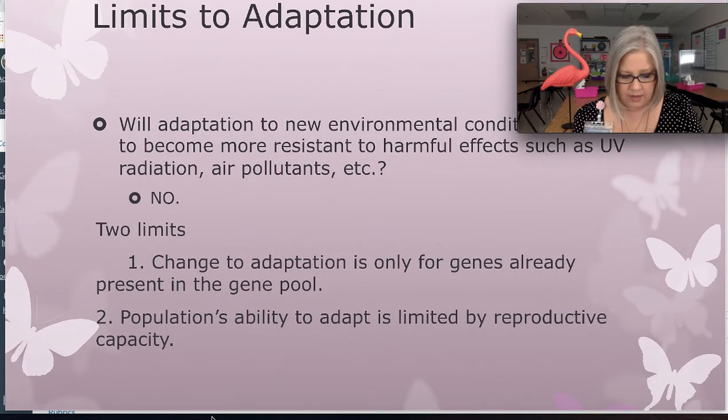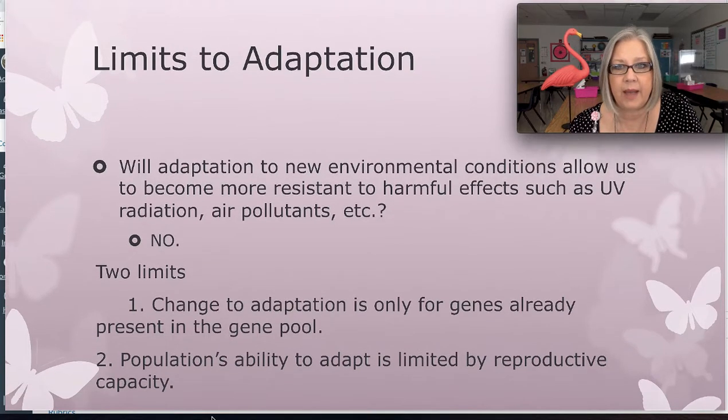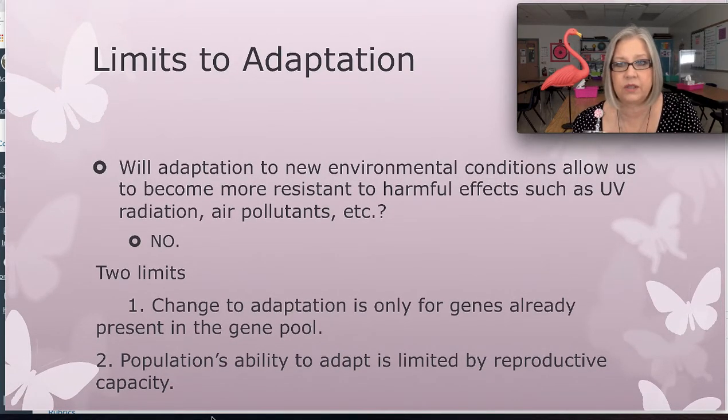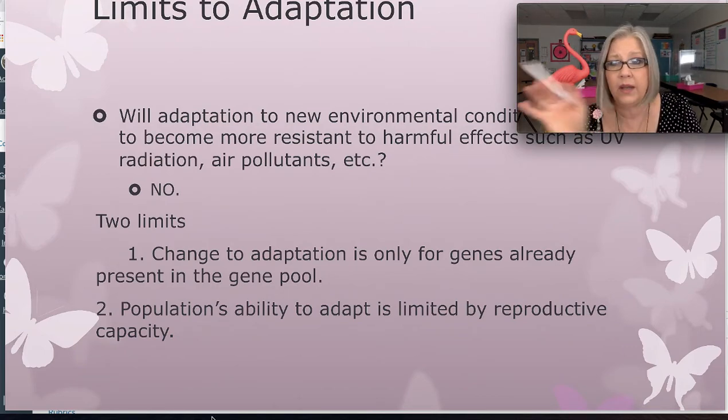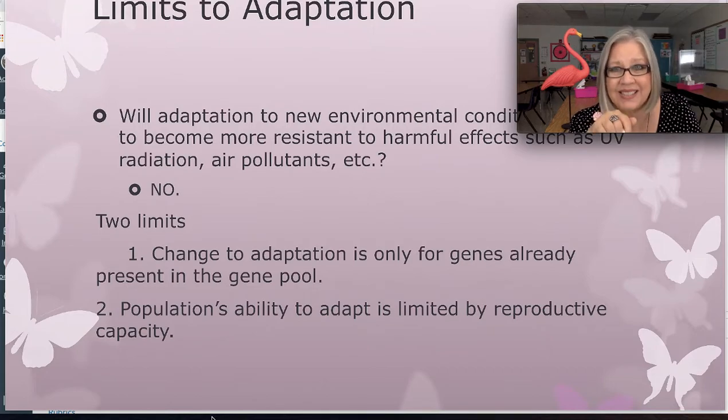All right, so can we adapt to new environmental conditions, such as, let's say that we don't fix the hole in the ozone and UV radiation comes through? Are we going to be able to adapt in time? No, we can't. Sorry, no. And the reason is because if there is no adaptive gene within the gene pool, it's not carrying forward. So the gene already has to be present, right?